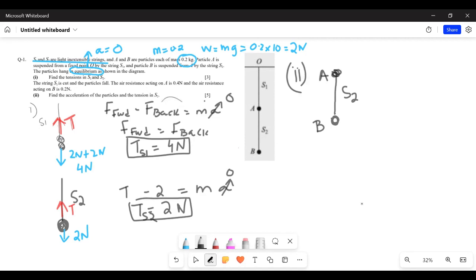The air resistance acting on A is 0.4 newtons. Which direction should I point the resistance in? Is it going to point upward? Is it going to point downwards? The object is falling. What is the direction of motion of this falling object? That someone has to answer.